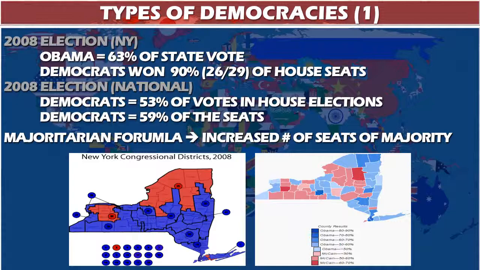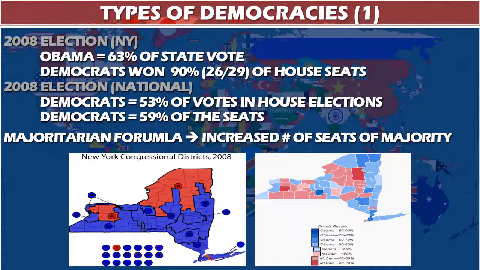So even though you could say the Democrats only had 63% of the vote, they did win 90% of the House seats in New York State in 2008, or 26 out of 29 seats. Now, 63 becomes 90. Basically, what you see is it amplifying the power of majorities. And so what majoritarian systems do is tend to make it more governable by giving the majority party more seats in the legislature, giving them a large margin of error to get, let's say, policies passed.